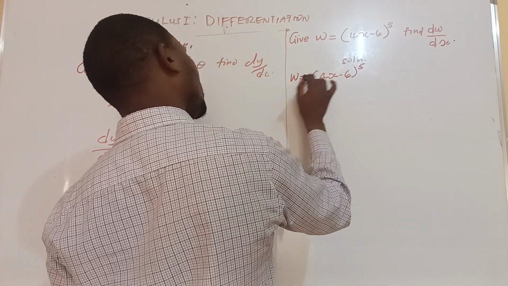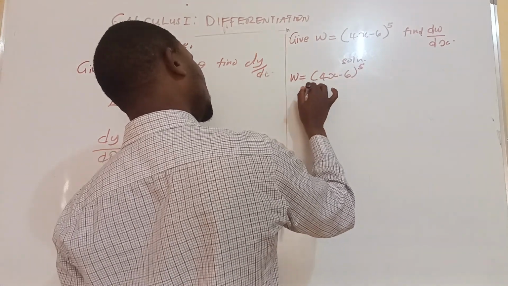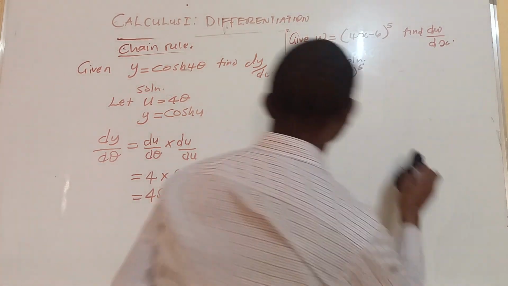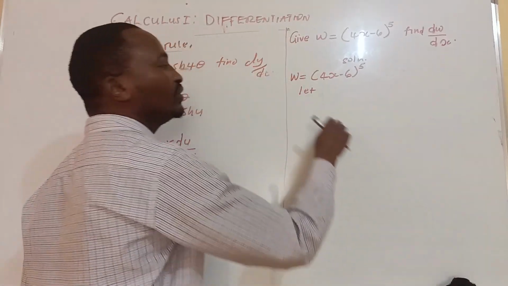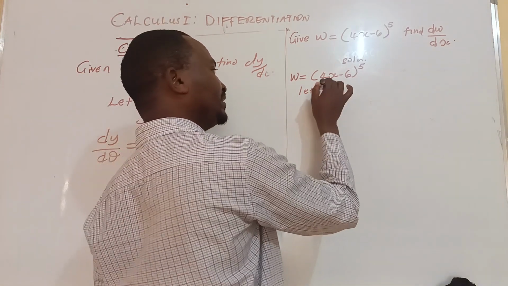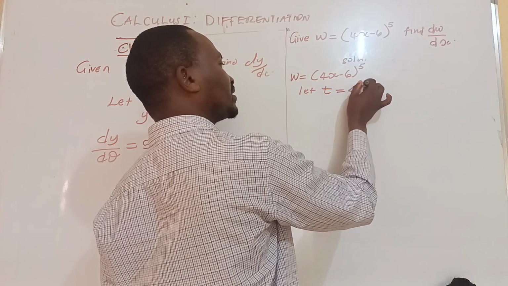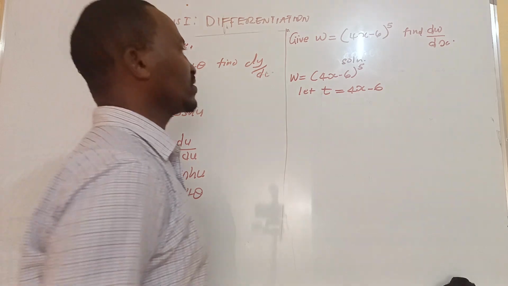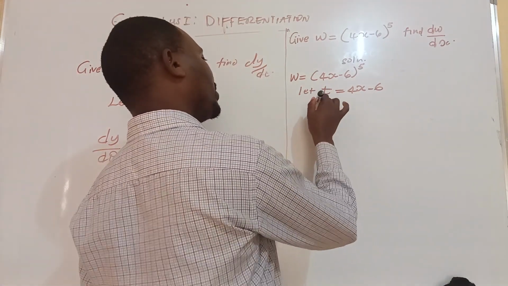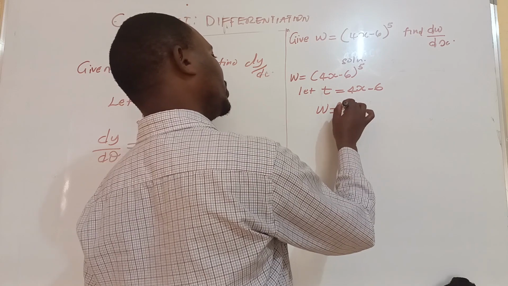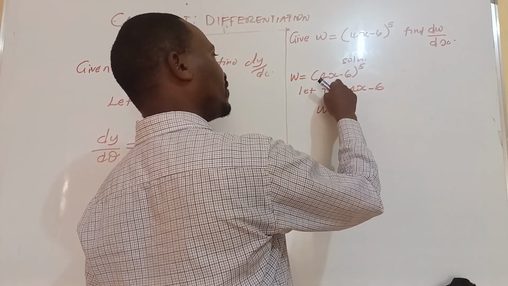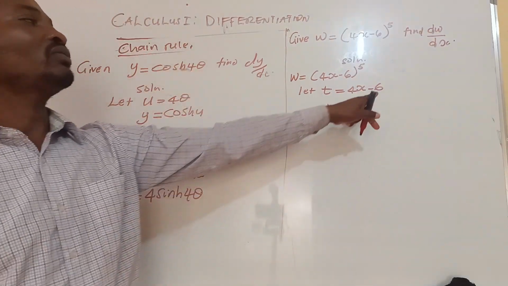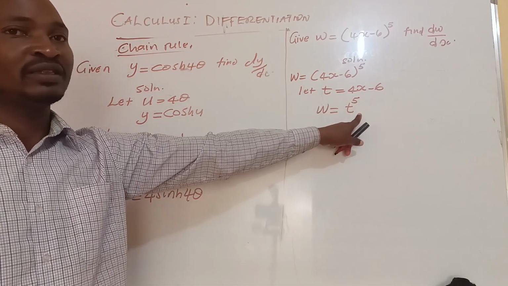In a function, what is inside here, let it be u or any other variable. It doesn't always have to be u. You can say maybe let t be equal to 4x minus 6. It's good to learn to use different variables so that when the variable is changed, you don't get easily confused. Now w will be equal to t to the power 5, where t is 4x minus 6. This is the inner function, this is the outer function.